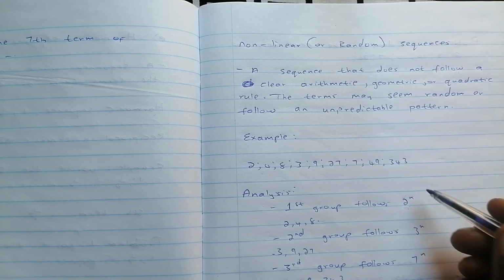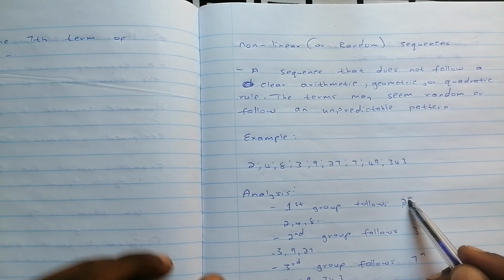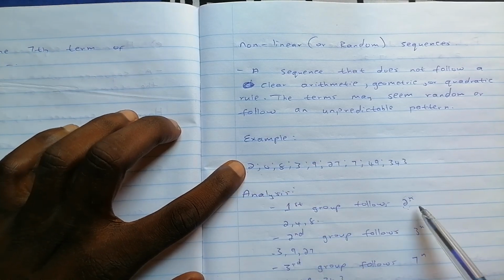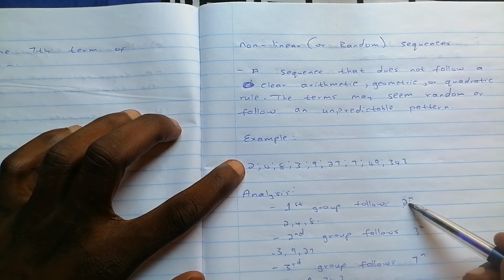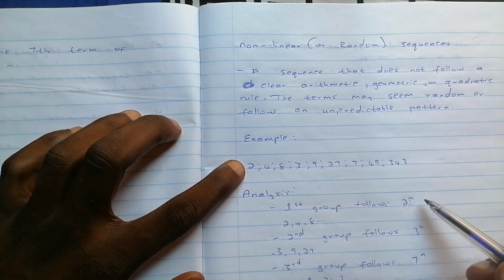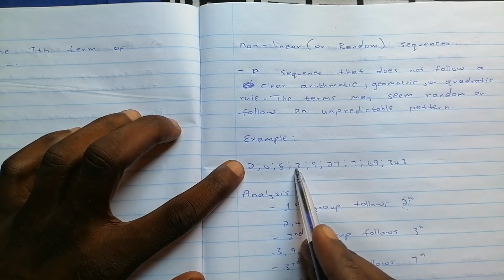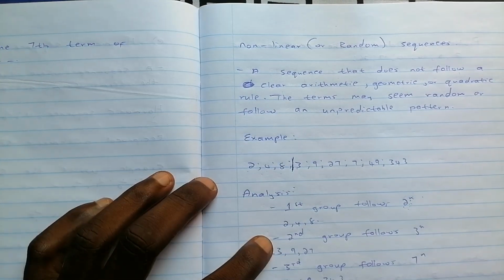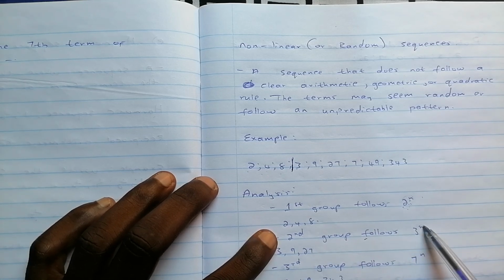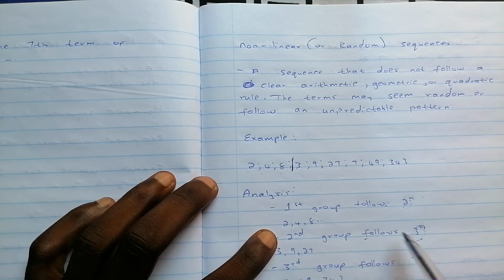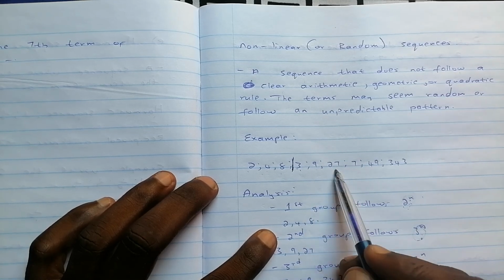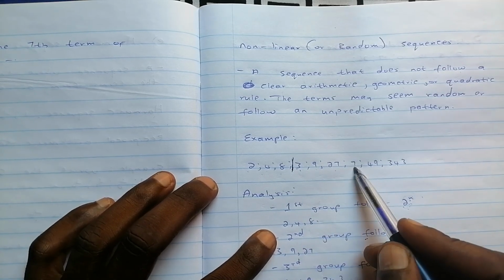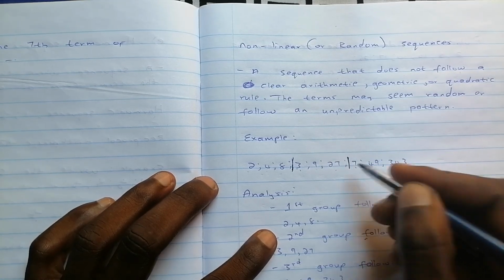If you say 2 to the power 1, you get 2, the first term. 2 to the power 2, you get 4. 2 to the power 3, you get 8. But 2 to the power 4 doesn't give you 3. Okay, so the pattern changes from here. The second group follows 3 to the power n. 3 to the power 1 is 3. 3 to the power 2 is 9. 3 to the power 3 is 27. And 3 to the power 4 is not 7. So it changes again here.